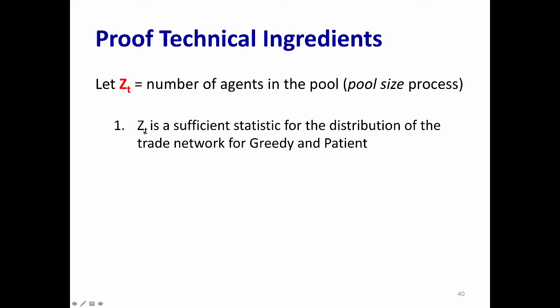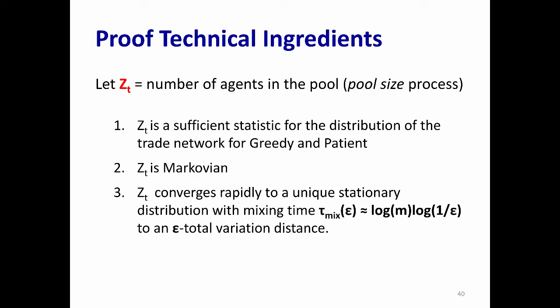Why? Because under the greedy algorithm, if I know there are 10 people in the pool, the structure is just an empty graph. Under the patient, it's an Erdős-Rényi random graph. The second piece is that ZT is Markovian, and that's because I defined everything to be Poisson, so ZT has the Markov property. Now the third ingredient, which is important but I would not prove, is that ZT converges very rapidly to a unique stationary distribution with the mixing time of log m log 1 over epsilon in epsilon total variation distance.